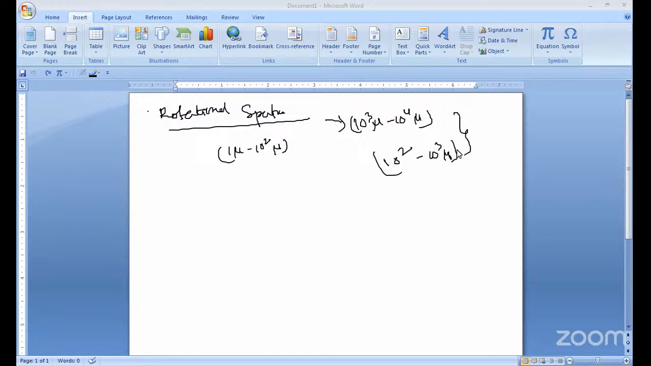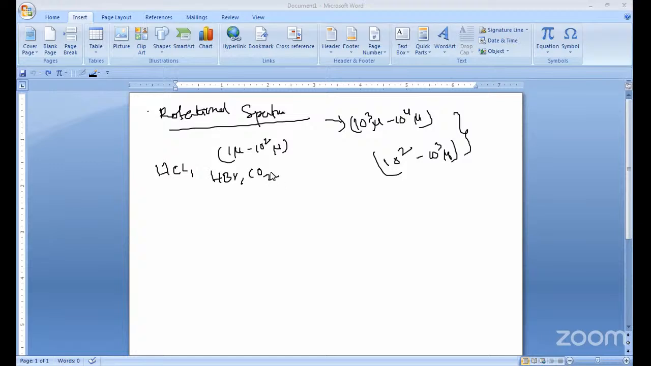In the pure rotational spectra, again, it is applicable for only those molecules which have a permanent dipole moment. So only for permanent dipole moment molecules can we see this pure rotational spectra. And that too, what do we call them? Heteronuclear diatomic molecules. Heteronuclear diatomic molecules are nothing but molecules having two different atoms. Examples given in the book are HCl, HBr, and CO. Like this, we can see, in this range, the pure rotational spectra.